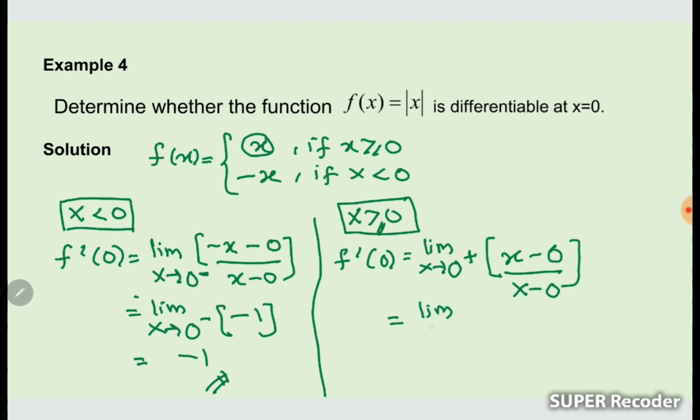So the limit when x approaching 0 from the right is x over x, which is 1. So the answer is 1.